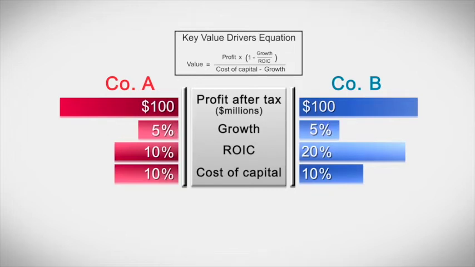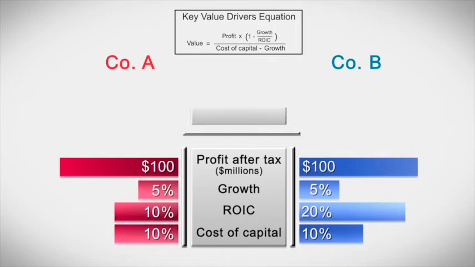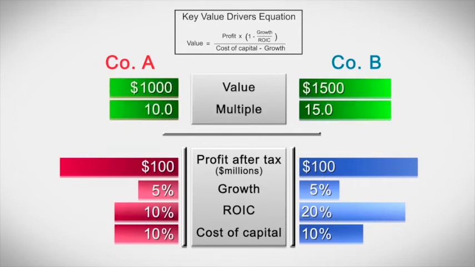The fourth value is the return on the invested capital. Business A has a return on invested capital of 10%. Business B has a return on invested capital of 20%. When I run these numbers through the key value drivers formula, it tells me that Business A is worth $1 billion and Business B is worth $1.5 billion. Business B is worth 50% more than Business A.